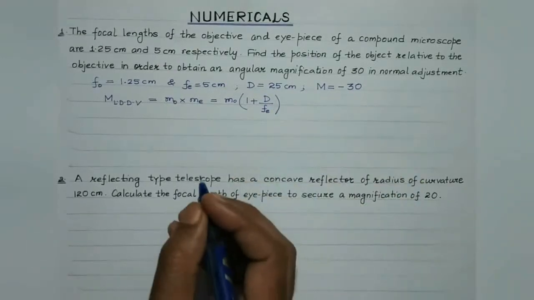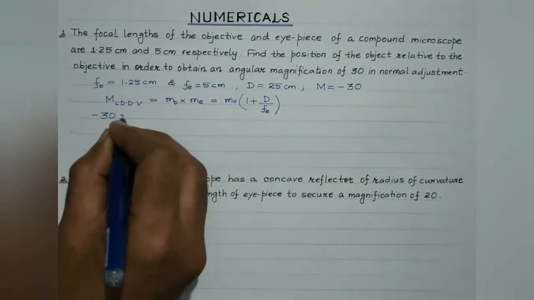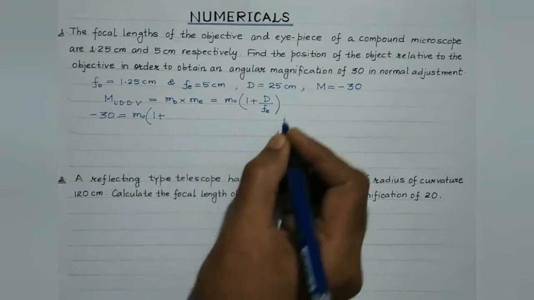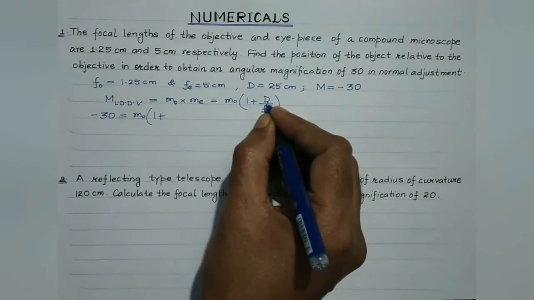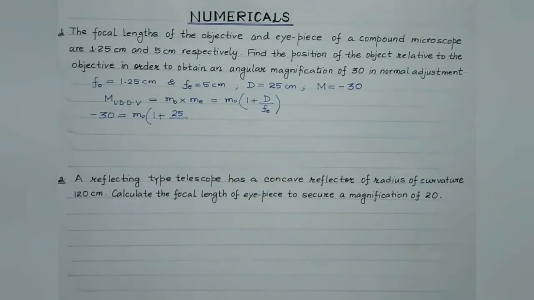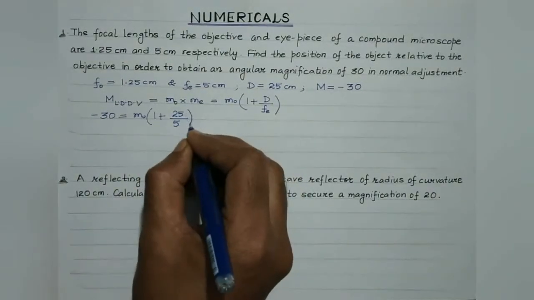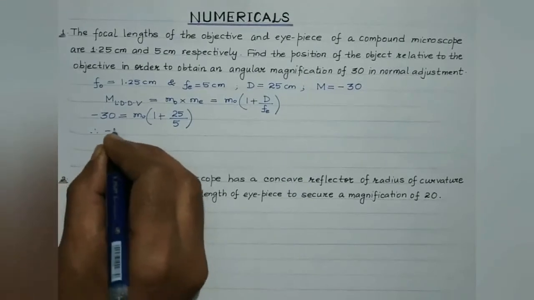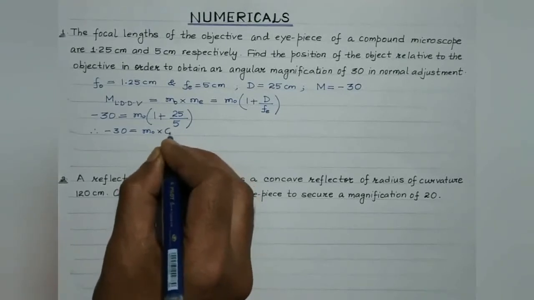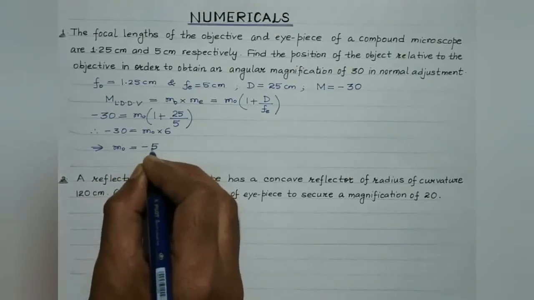So let's substitute these values now. M at LDDV is given to be minus 30. M0 is to be found. 1 plus D, which is always constant for a given human eye, right? It has to be substituted as 25. It is near point or LDDV. Divided by FE. So therefore, what we get is minus 30 is equal to M0 multiplied by 6, which implies that M0 is equal to minus 5, right?